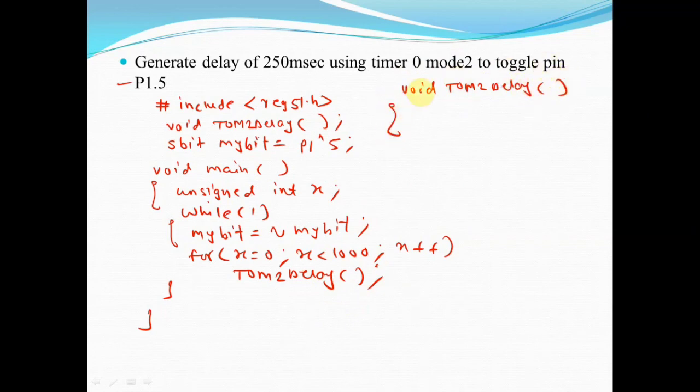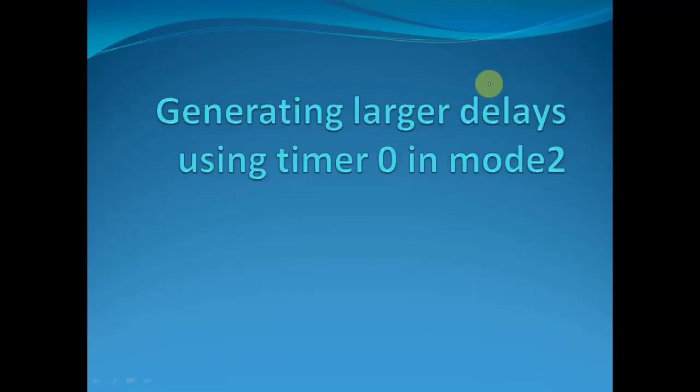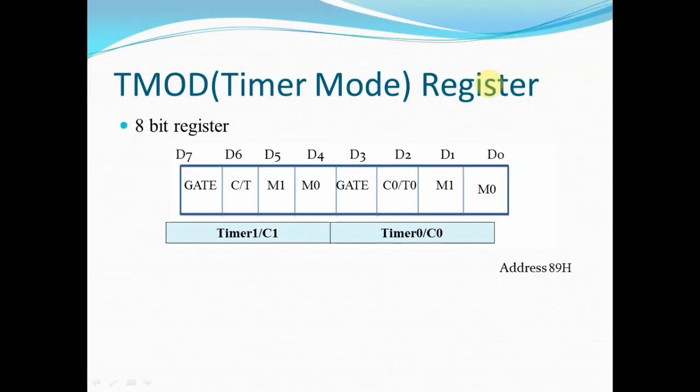Now here, first we have to write the TMOD value register. This is the format of the TMOD register. The upper 4 bits are used for timer 1 and the lower 4 bits are used for timer 0. Here we are interested in timer 0.